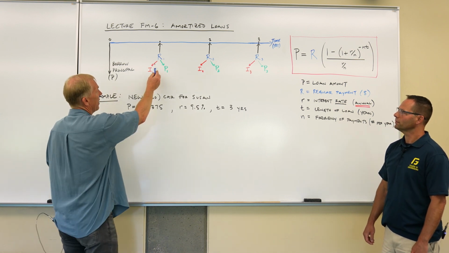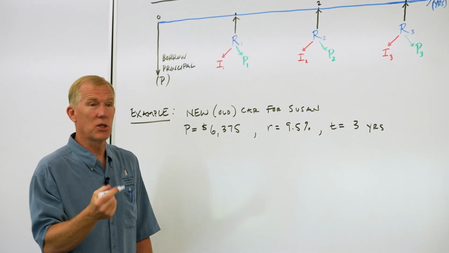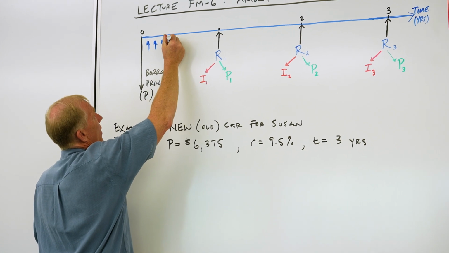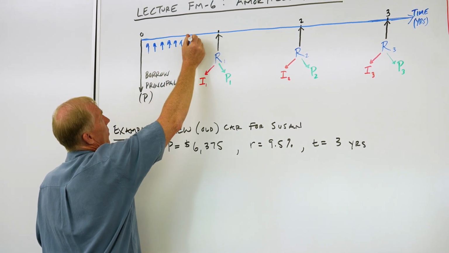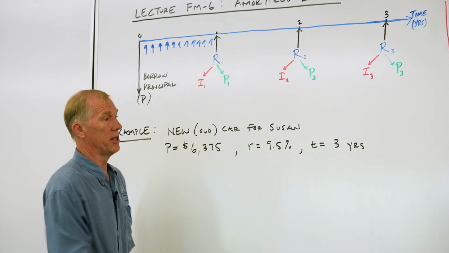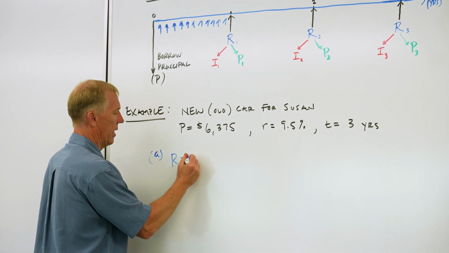And notice, by the way, the example up here on the board, I showed a payment every year. What Pete's referring to is we'll start making payments all the way throughout here, right? So we'll have 12 payments in the first year. We'll have a total of 36 payments to pay this loan off. So question 1 here is, what is R?